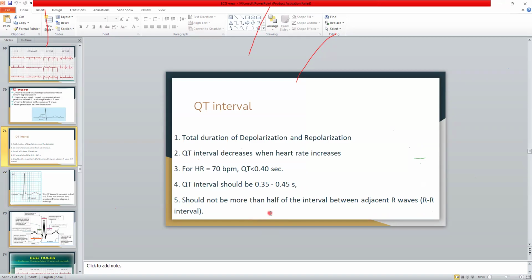Another important aspect of the QT interval is that it should not be more than half of the interval between the adjacent R waves, that is the RR interval. What do you mean by this? This QT interval should not be more than half of the RR interval. It should always be less than the RR interval.